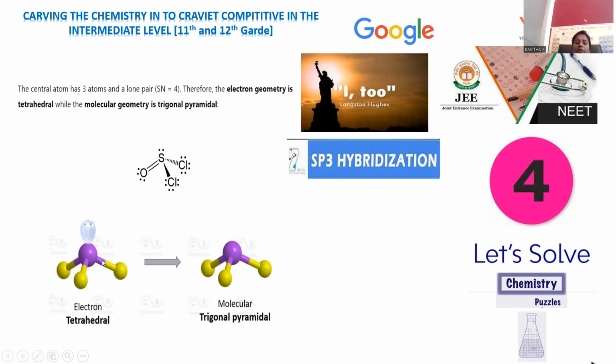Tetrahedral geometry accounts for sp3 hybridization. Hence, thionyl chloride is saying I too have sp3 hybridization, and it counts for the number 4. So this is the tetrahedral geometry. If the lone pair location is excluded, it has a trigonal pyramidal shape. So the molecular shape is pyramidal, and the electron geometry is tetrahedral. So this is about thionyl chloride. It is also part of sp3 hybridization, right?